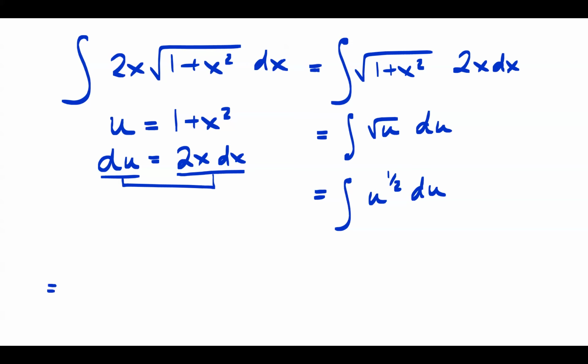Going backwards, we're finding the antiderivative, the derivative of the antiderivative. 3/2, right? So 1/2 plus another one is 3/2. Would that be 2/3 u to the 3/2?